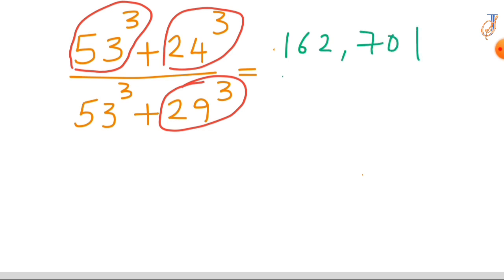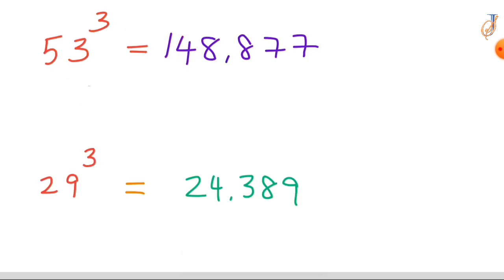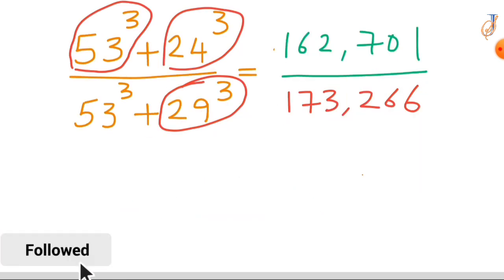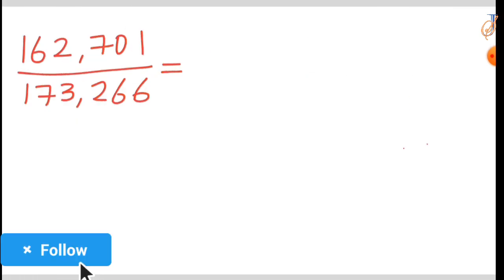162,701 divided by, now we have 53 whole power 3 plus 29 whole power 3. Now we need to add these two. So then we will get 173,266. Here you may think it is difficult to do the division, but think logically and solve the division. When dividing 162,701 by 173,266, notice the denominator exceeds the numerator.